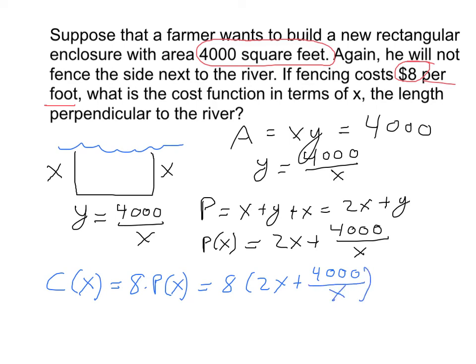Now if you distribute the 8 through that, what you're going to get is 16x plus 32,000 divided by x. And that is our cost. That's the final answer. Alright. I think that's it.